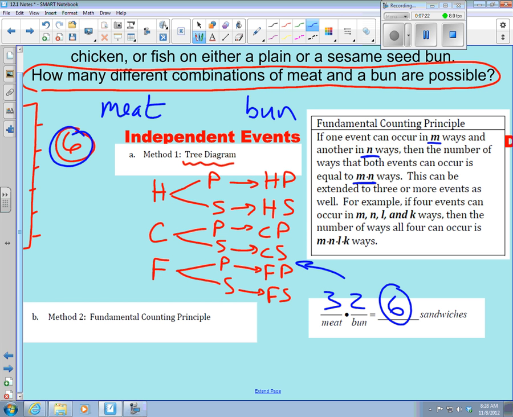And also, you could do this with more than 2 different events. You could have 3, 4, 5, 10 events. It really doesn't matter. And in fact, let me see here.